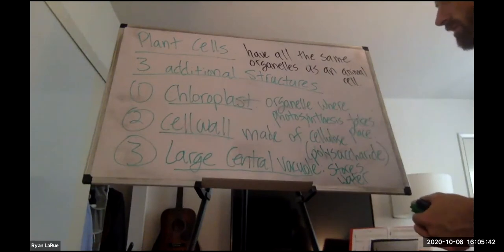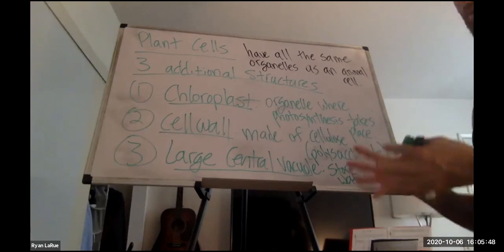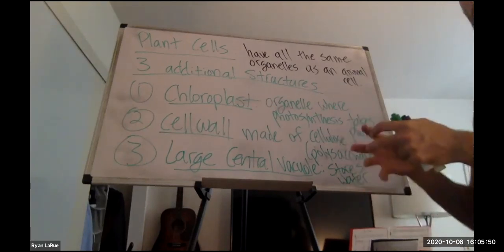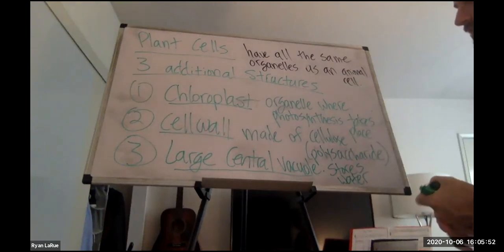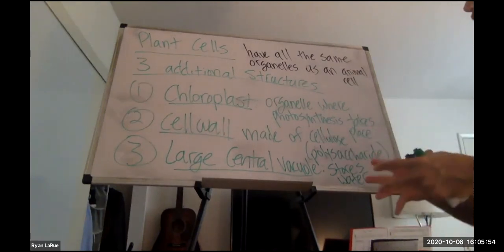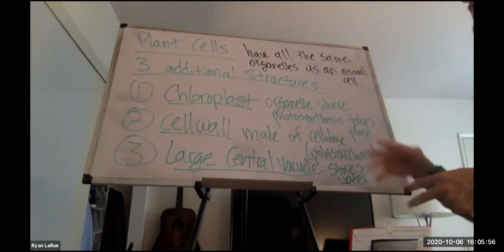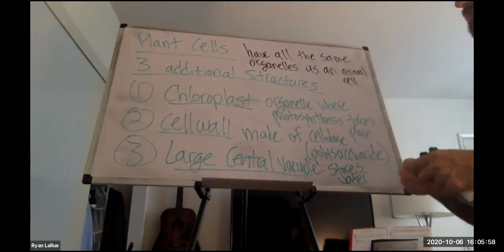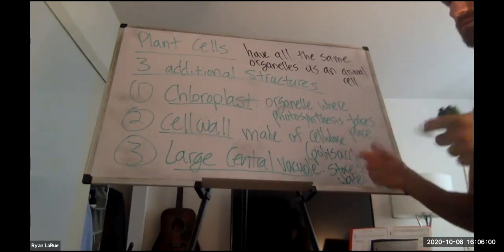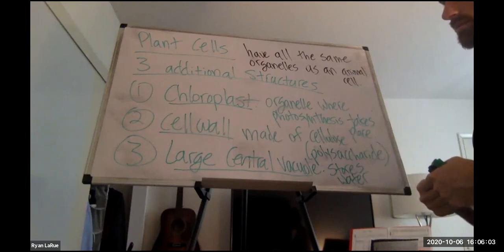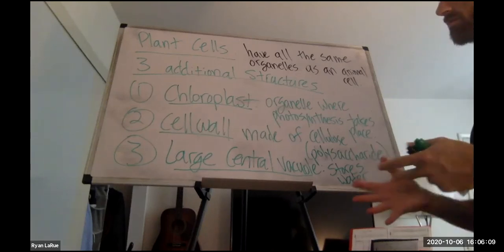Without the vacuole, it's going to wilt. So plants that have all this water stored in the vacuoles of their cells are going to be, what's the word? Supported.